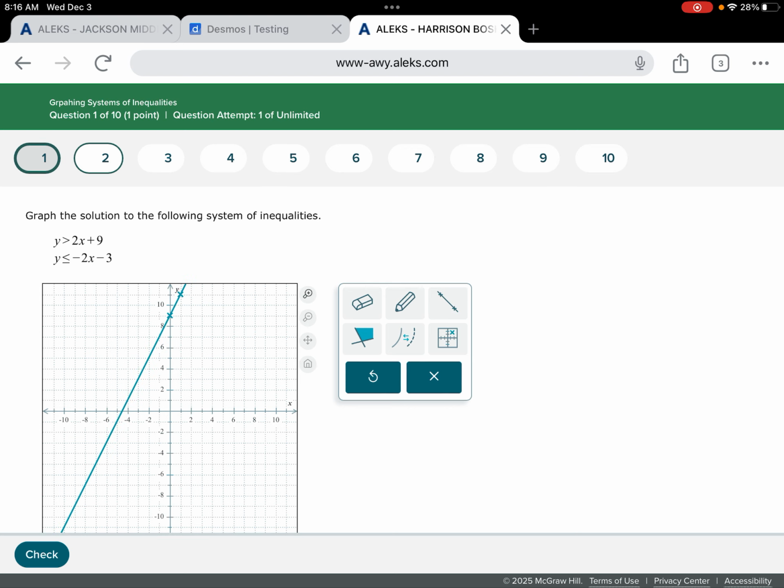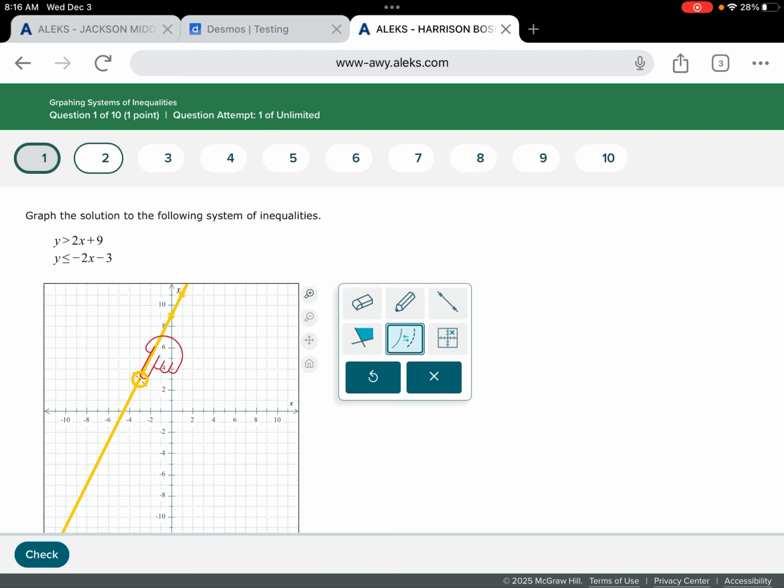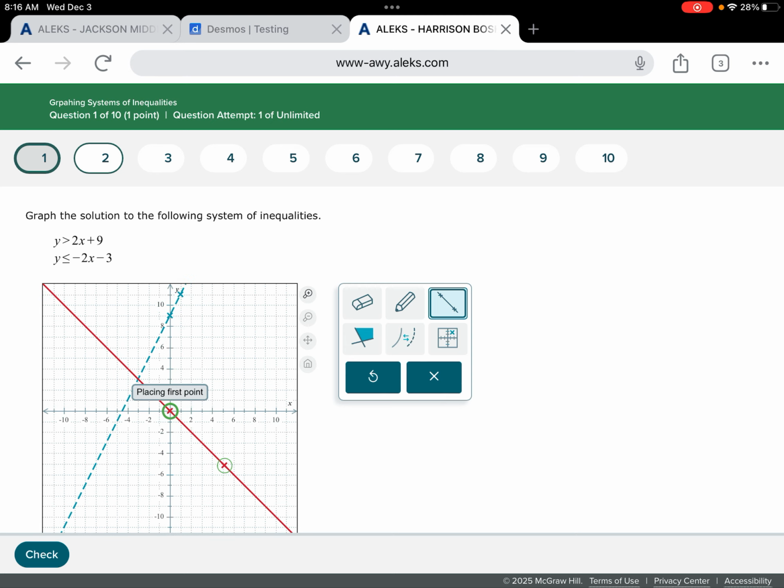Now before I move on from that line, I should ask myself, should this line stay solid or should it be dashed? And since it doesn't have the equals to, remember that means we are going to dash it. Okay? So that line's ready to go. Now let's work on our other line.